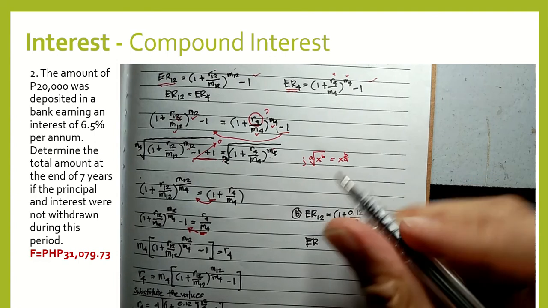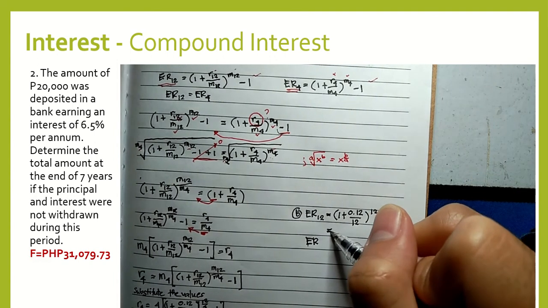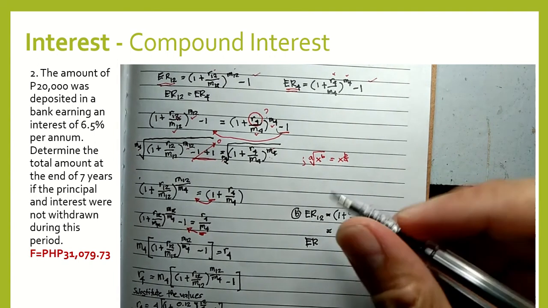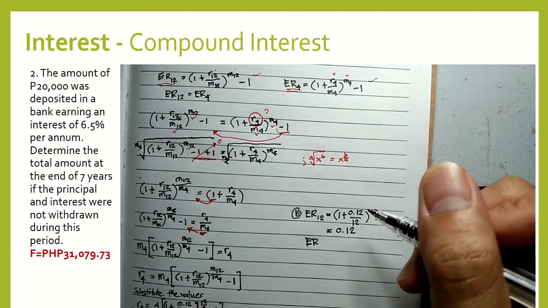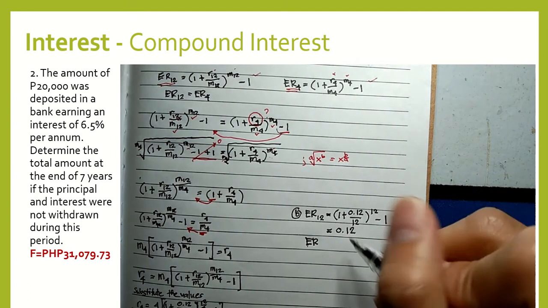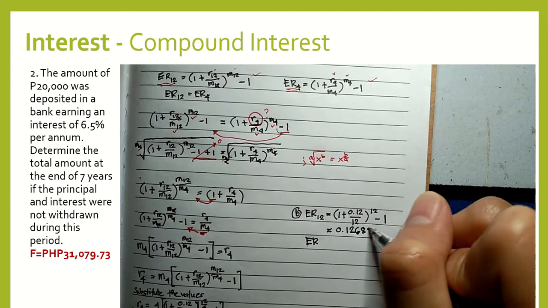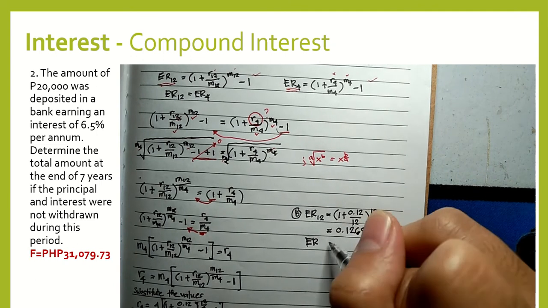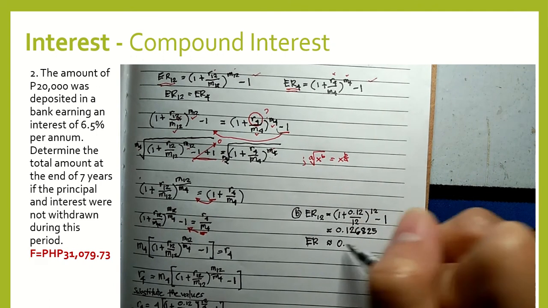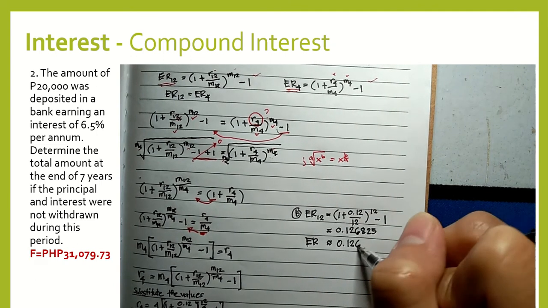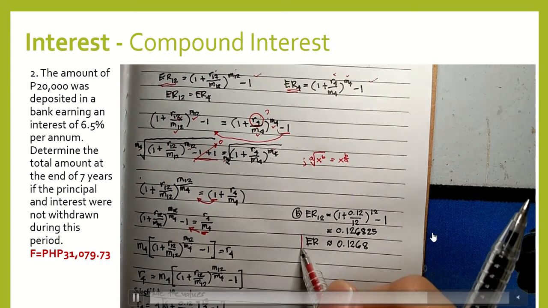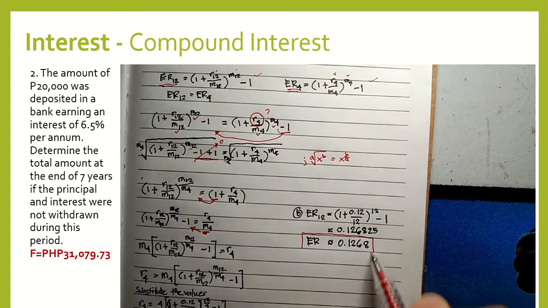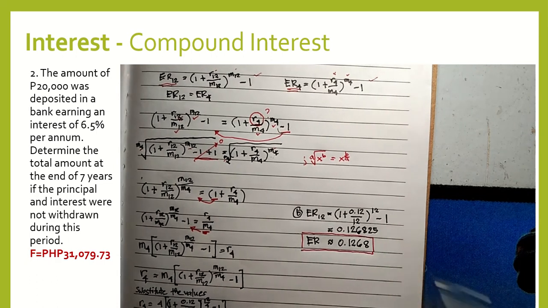Now let's substitute the values. We will get 0.126825, or approximately 0.1268. Since the fifth decimal value is 2, when we round it off, this would just be equal to 0.1268.